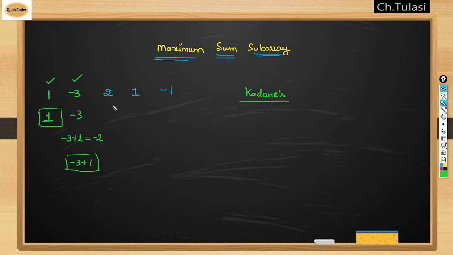Now again come to here. Again it will check whether 2 is greater or 2 plus the previous one, that is minus 2, is greater. Let me continue. It will check if 2 is greater or 2 plus the previous maximum sum is greater. 2 plus minus 2 will give 0. Is 2 greater or 0 greater? 2 is the greatest. So this will be the current maximum sum.